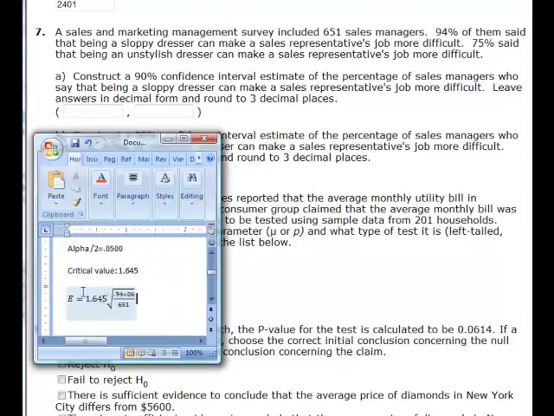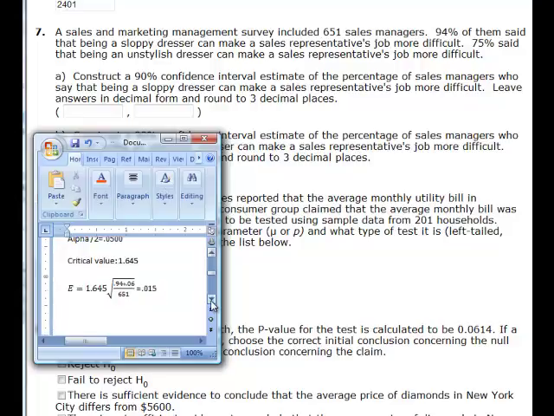Okay, so here's our formula for our margin of error. We've got our critical value here. Then underneath our radical, we've got p hat, which is the 0.94. The q hat is 0.06. And the n is 651. We get 0.015. We're rounding this to 3 decimal places. That's our margin of error.